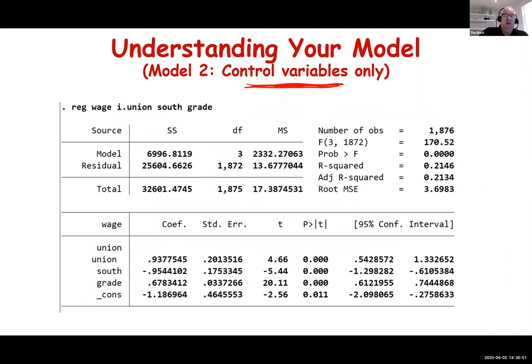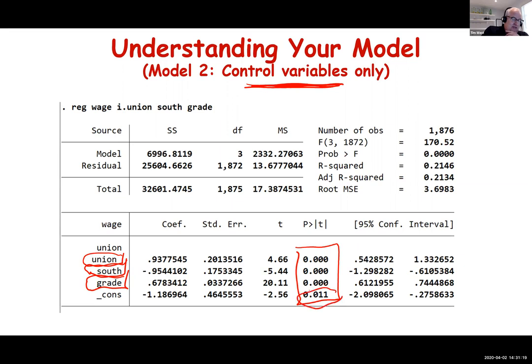So I don't even put a main effect in there. I just want to know, if these are the control variables I have, how much do they actually explain of the variation in my models. So in this case, I used union, whether they lived in the south part of town, and what grade did they go through. Those are the three control variables I've got. All of them are statistically significant.